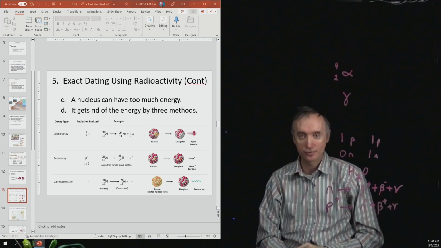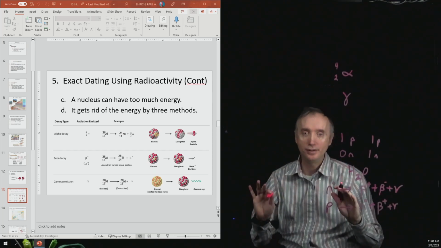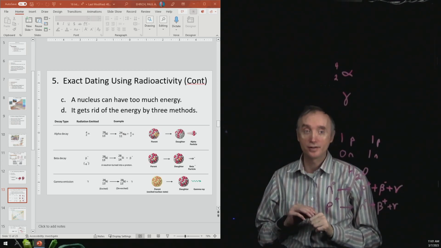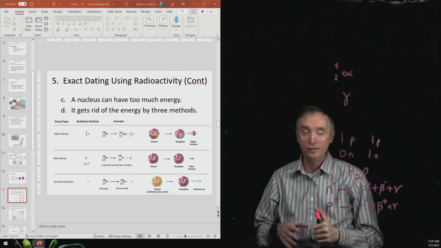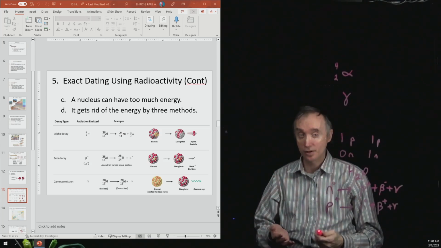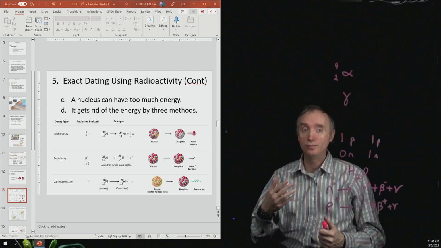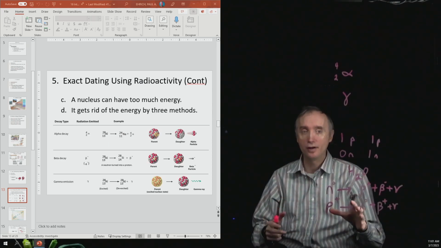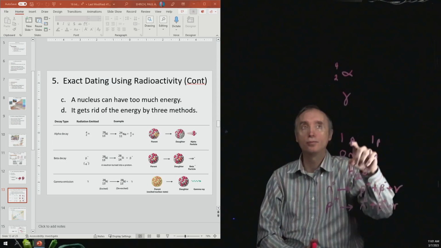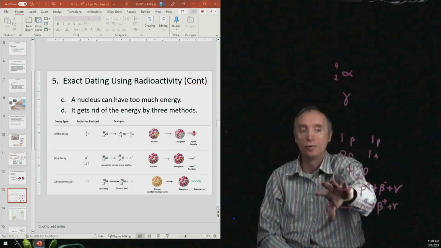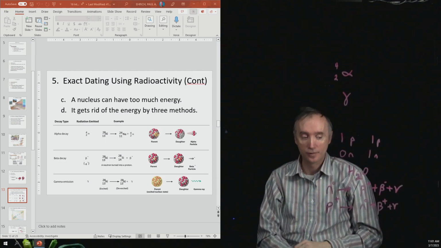Okay, the point is that if you have a nucleus that is unstable, either because it's got too much energy, or it's got too many protons, or it's got too many neutrons, there is a way of getting rid of it either by undergoing alpha decay, gamma decay, or beta decay.